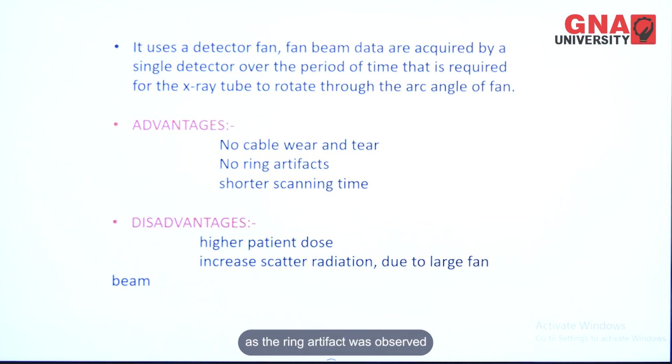Second advantage: as the ring artifact was observed in third generation CT due to the rotate motion, that was eliminated by the rotate stationary geometry. Here we are using more detectors and a wider fan beam, that eventually will lead to lesser scan time. Let's talk about the disadvantages of the fourth generation. Here in the fourth generation, higher patient dose was observed because we were using a wider fan beam, which will eventually result in more scatter radiation. Here increased scatter radiation is due to the large fan beam.